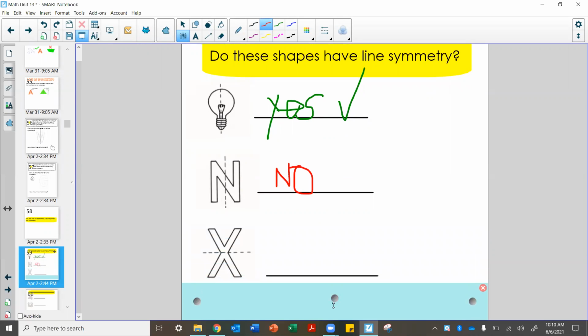Okay, next one, letter X. You can draw this on your whiteboard or just think about it by looking at the screen. Does the letter X have a line of symmetry?